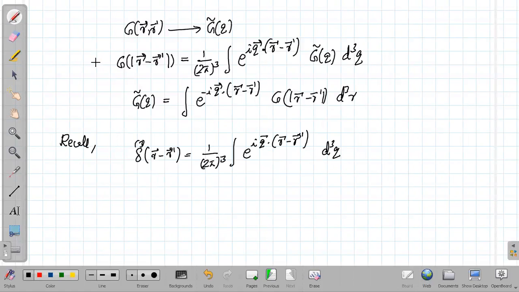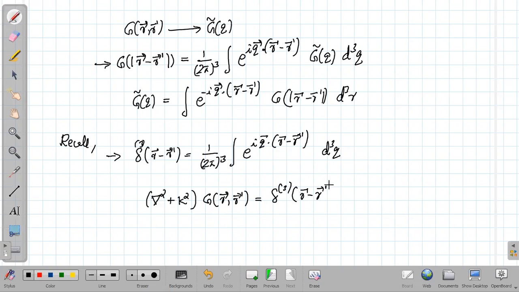Now if you look at this expression and this expression, you can substitute these two in our original differential equation which defines the Green's function, which is del square plus k square acting on G of r, r prime equals the Dirac delta function of r minus r prime. The above two expressions look like the inverse Fourier transformation, so these two definitions can be substituted here. So then what will you get? Del square. Better I will write it on the next page.